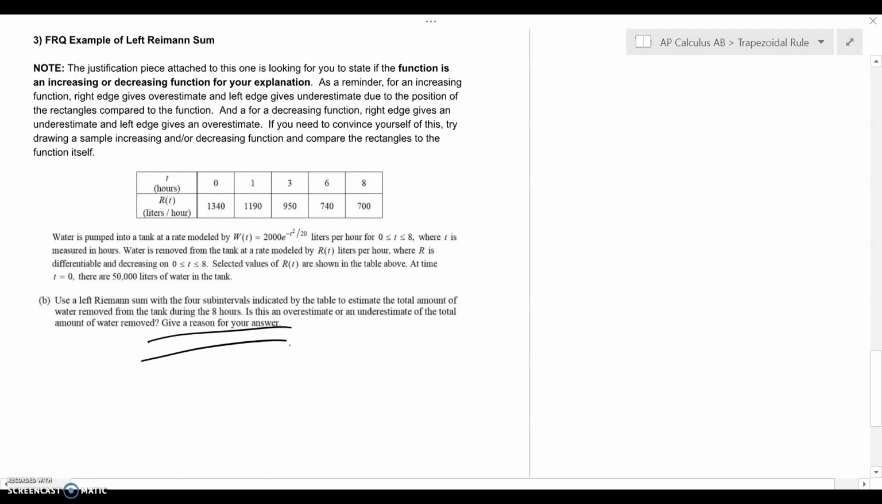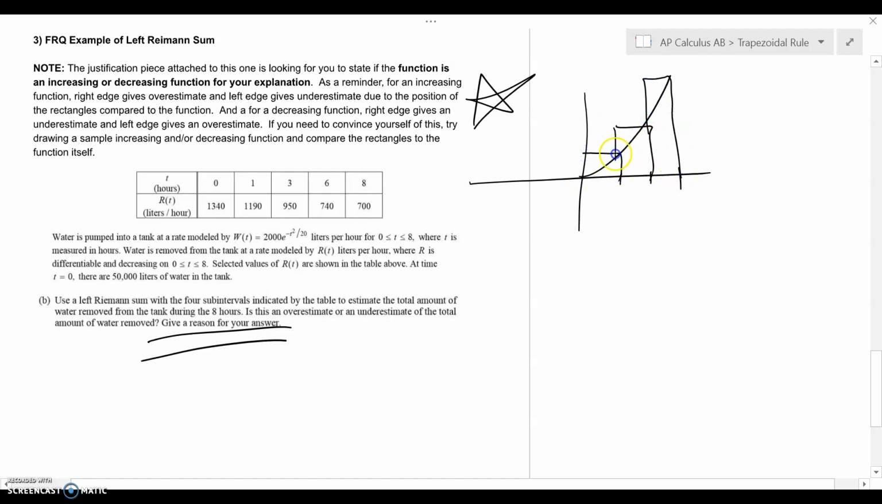And this is just a reminder that for an increasing function, right edge gives an overestimate, left edge gives an underestimate. So think parabola going up this way. If I were to do a couple subintervals, if I do a right edge, I've got all these overhangs. So I've got an overestimate, because when the function's increasing, going up, your right edge is always going to leave you overhangs. Your left edge then consequently would give you an underestimate. And it flips when you have a decreasing function. So if you have a decreasing function, something going downward, the right edge then gives an under, and the left edge gives an over.